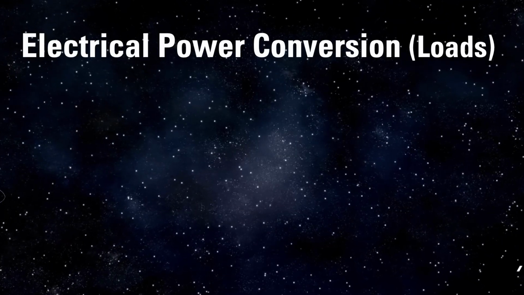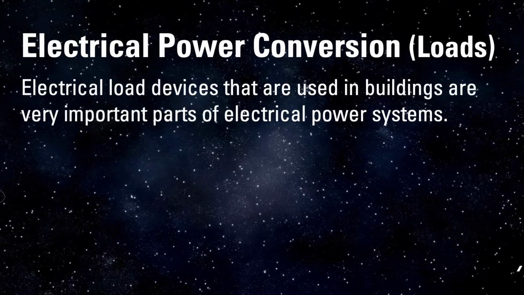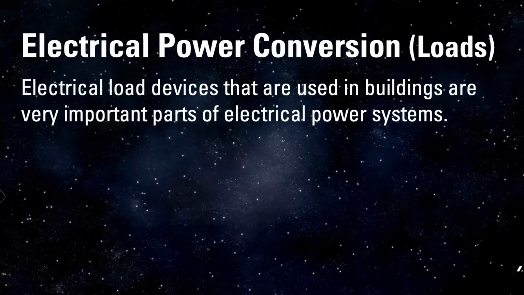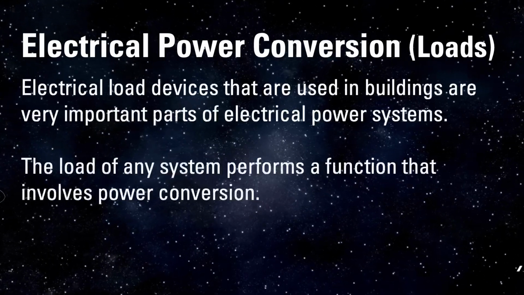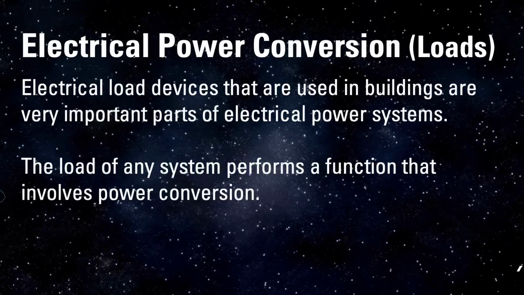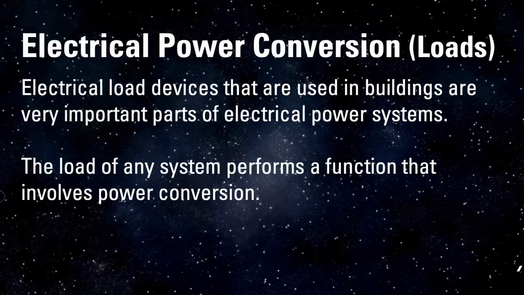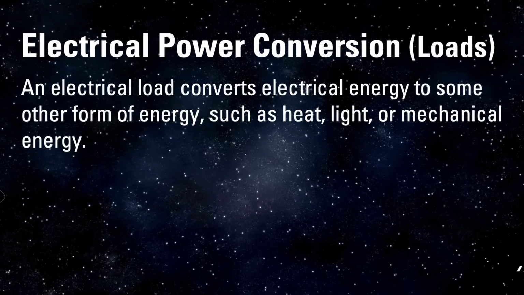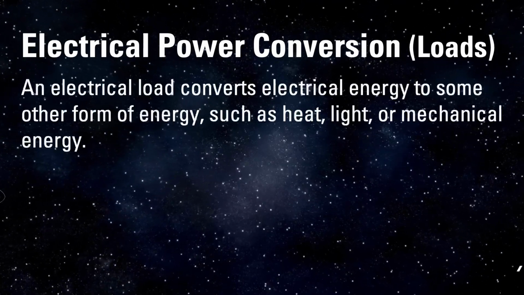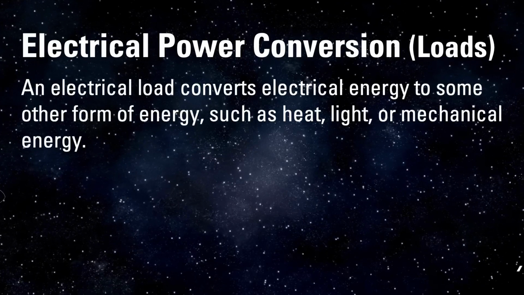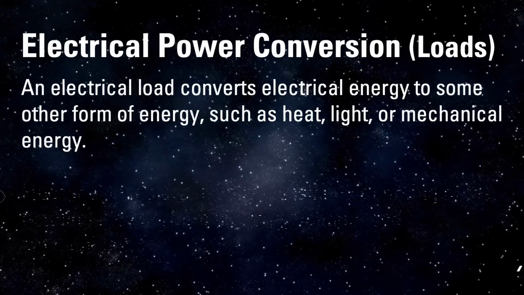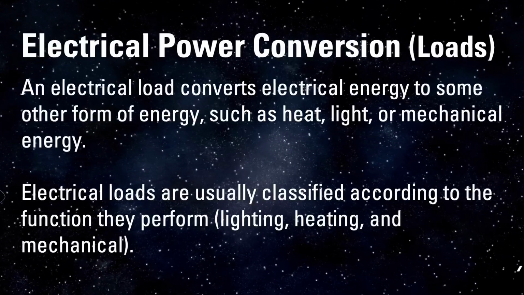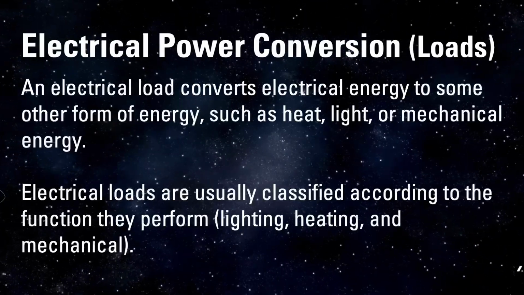Electrical power conversion, or loads. Electrical load devices that are used in buildings are very important parts of electrical power systems. The load of any system performs a function that involves power conversion. An electrical load converts electrical energy to some other form of energy, such as heat, light, or mechanical energy. Electrical loads are usually classified according to the function they perform, which can be lighting, heating, and mechanical.